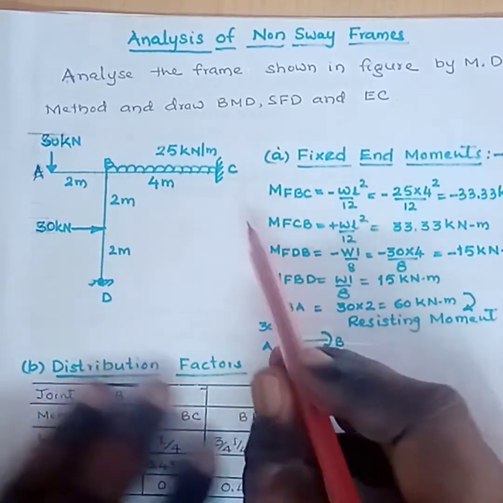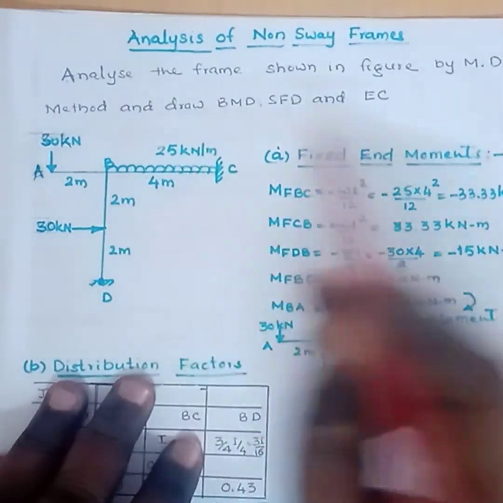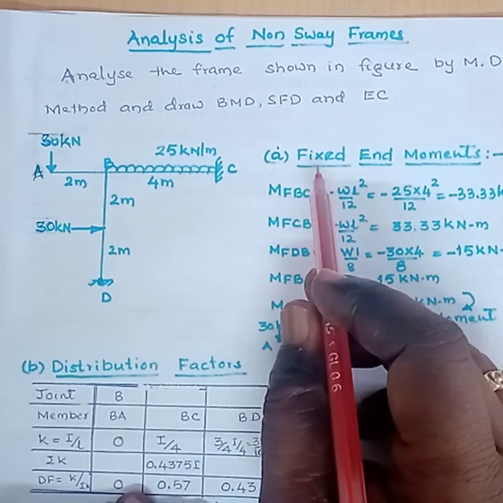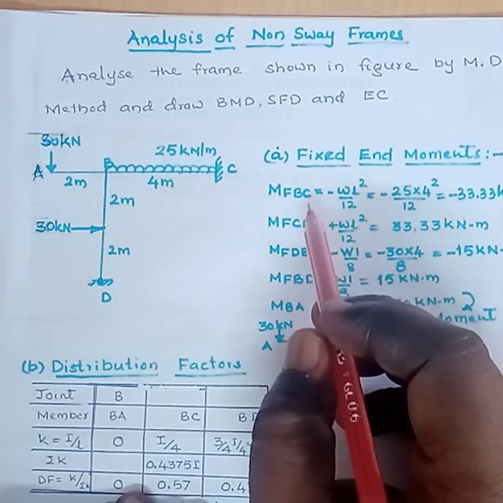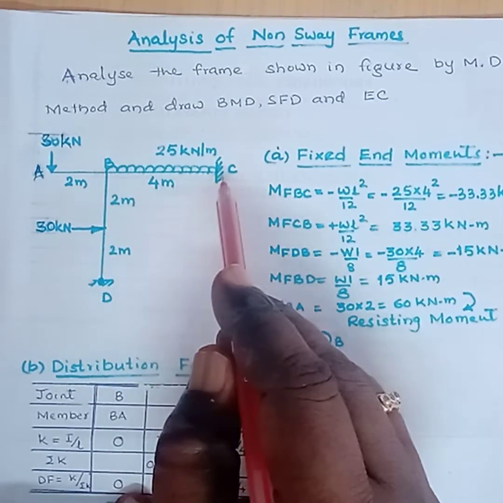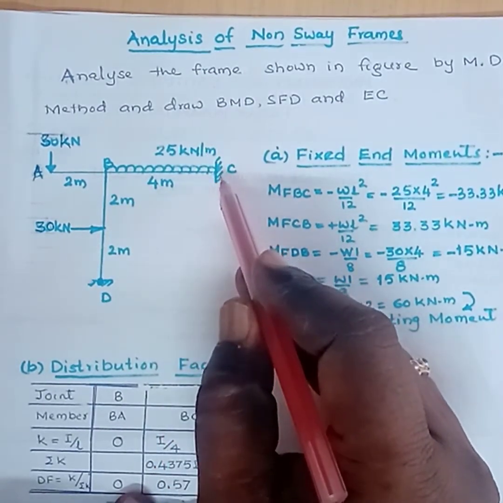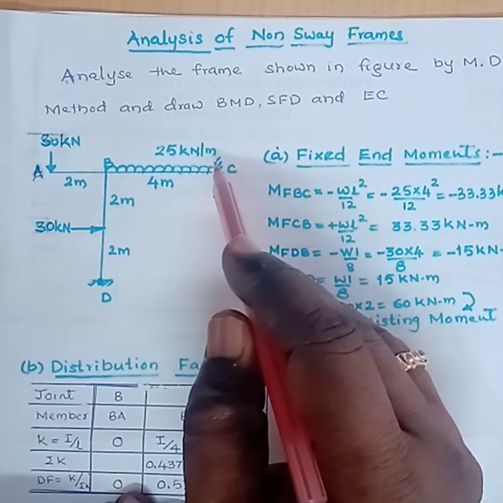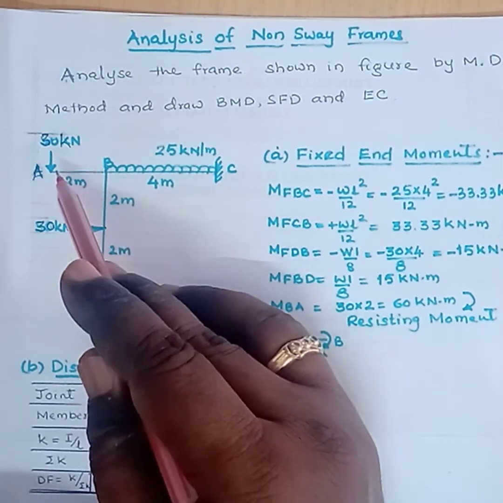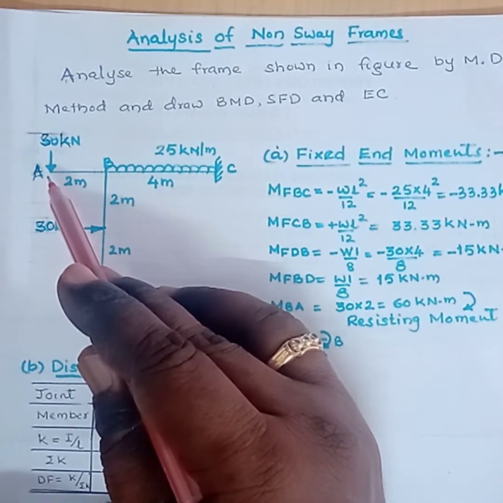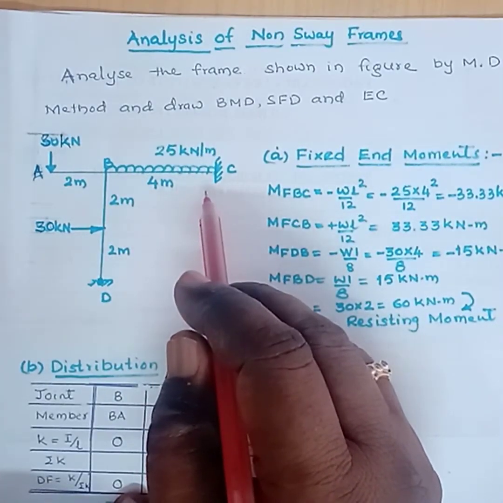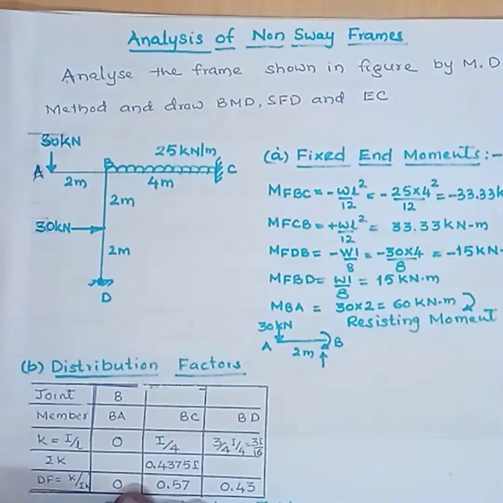Here there is a problem. Analyze the portal frame shown in the figure by the moment distribution method. Draw BMD, SFD and elastic curve. This is the given problem, a portal frame. At end C the horizontal member is fixed. A to B is overhanged over a length of 2 meter and is subjected to a point load of 30 kilonewton. B to C is subjected to a UDL of 25 kilonewton per meter over a length of 4 meter.